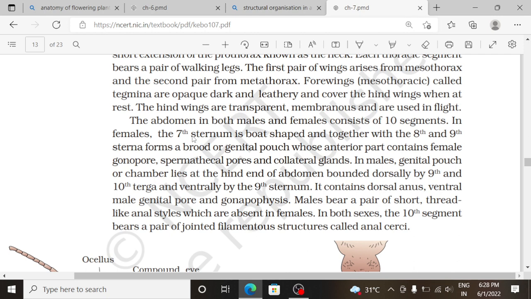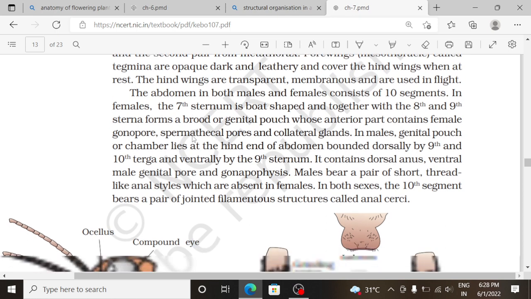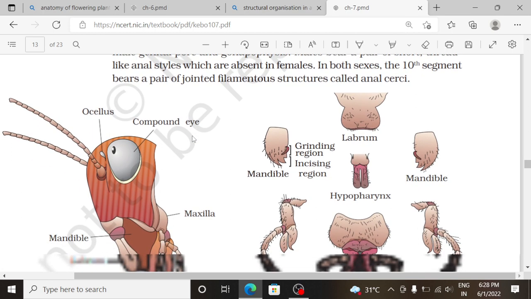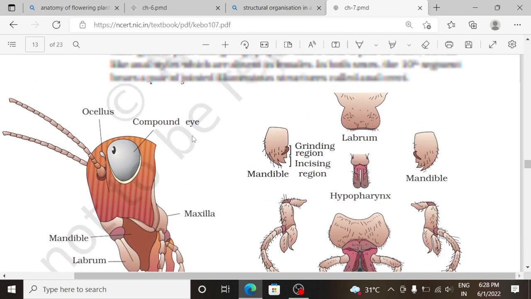In males, the genital pouch or chamber lies at the hind end of the abdomen, bounded dorsally by the 9th and 10th terga and ventrally by the 9th sternum. It contains the dorsal anus, ventral male genital pore and gonapophysis. Males bear a pair of short thread-like anal styles which are absent in females. In both sexes, the 10th segment bears a pair of jointed filamentous structures called anal cerci.